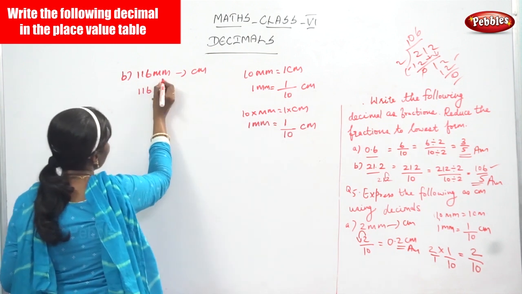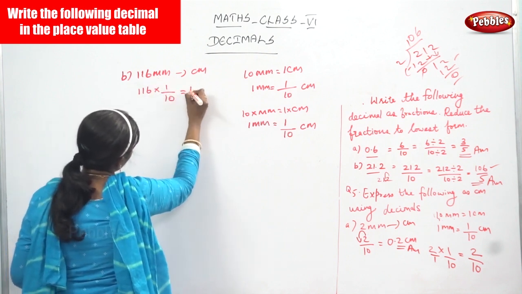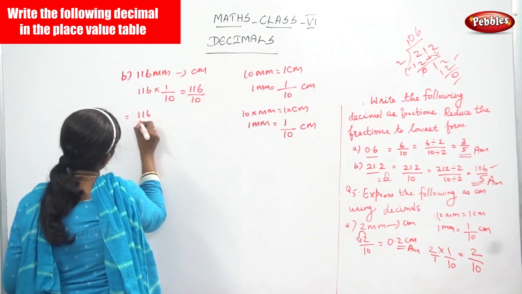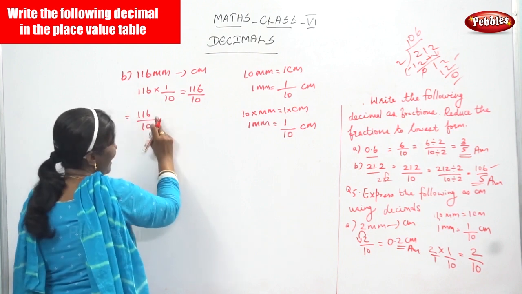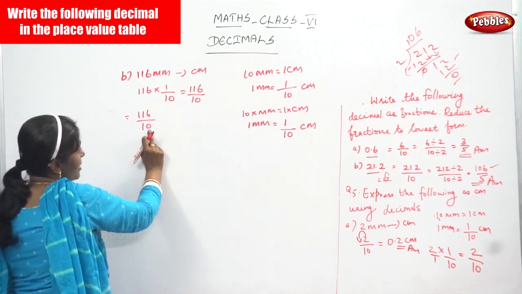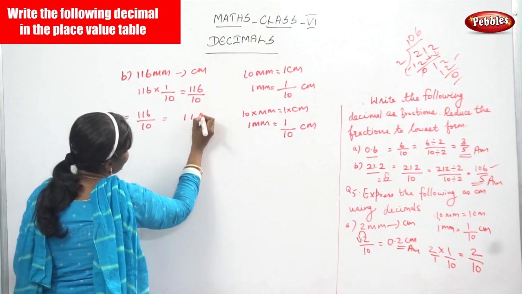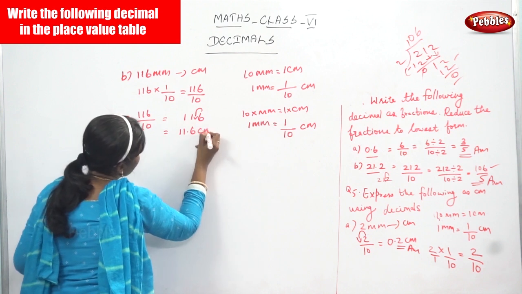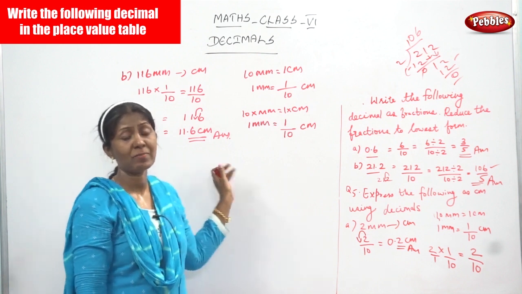The question is 116 millimeter. So 116 into 1 by 10. So 116 divided by 10. 116 is the numerator and 10 is the denominator. In the denominator place how many zeros? Only 1 zero. That means you have to move only 1 digit. So in 116, this 6, here the point comes. So 11.6 centimeter. This is the right answer for the question. I think you understand the concept very clearly.